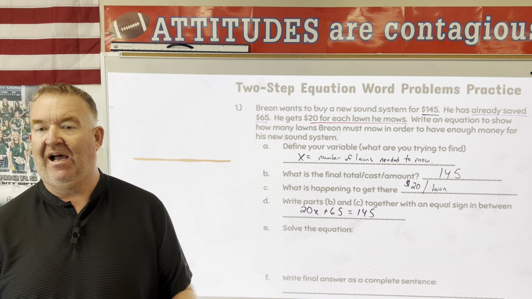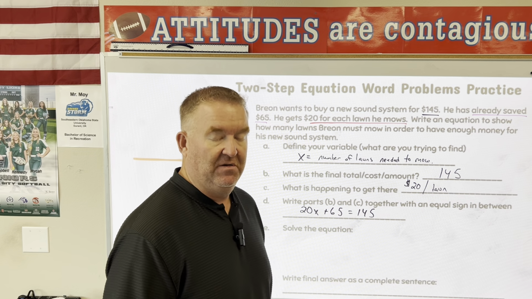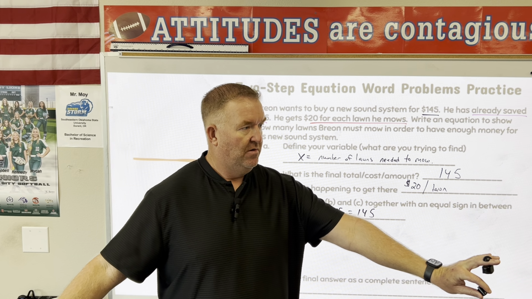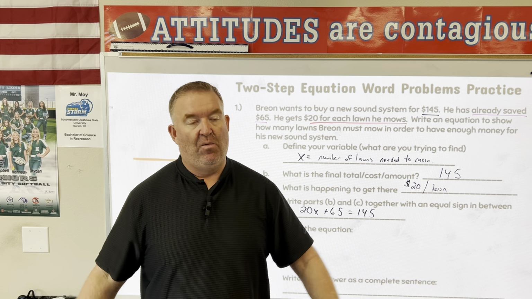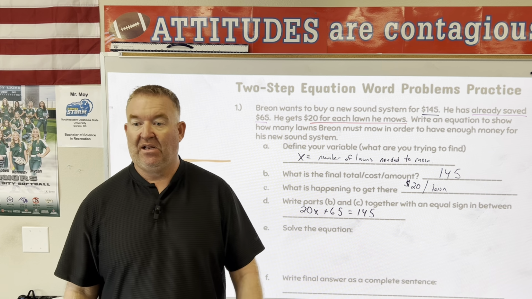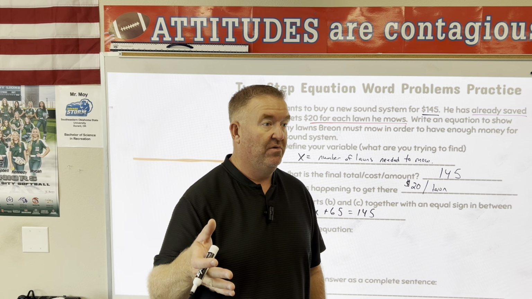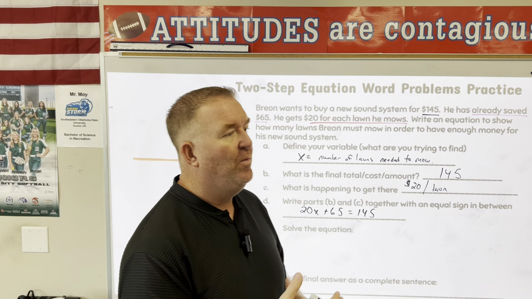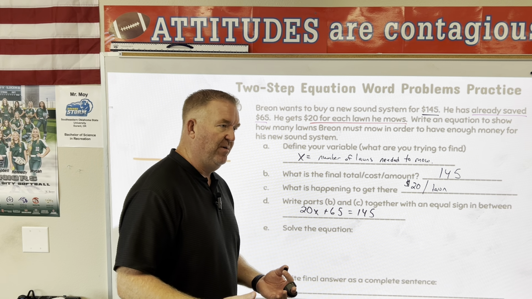So now we can figure out how many, and this is what you would do in math. Think about it. In real life, isn't this what you would do? Man, I've got $65. I want to raise $145, so here's how many lawns. In your head, you could do this, couldn't you? That's what you would be thinking in real life. All we did was put it as an equation. Everybody with me?